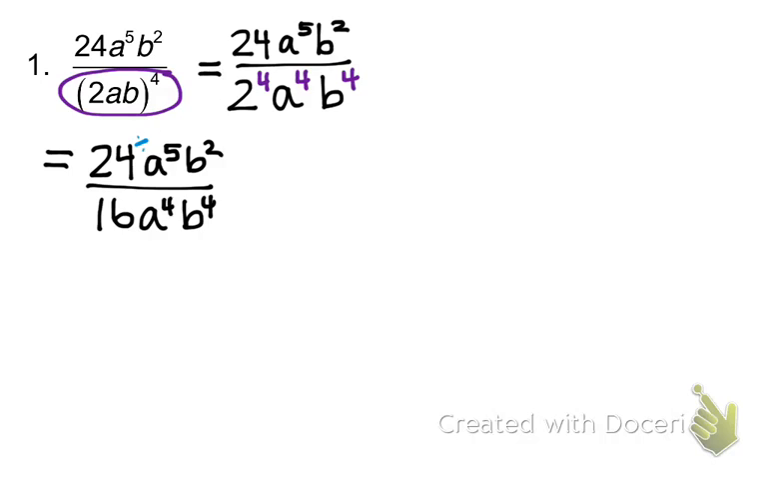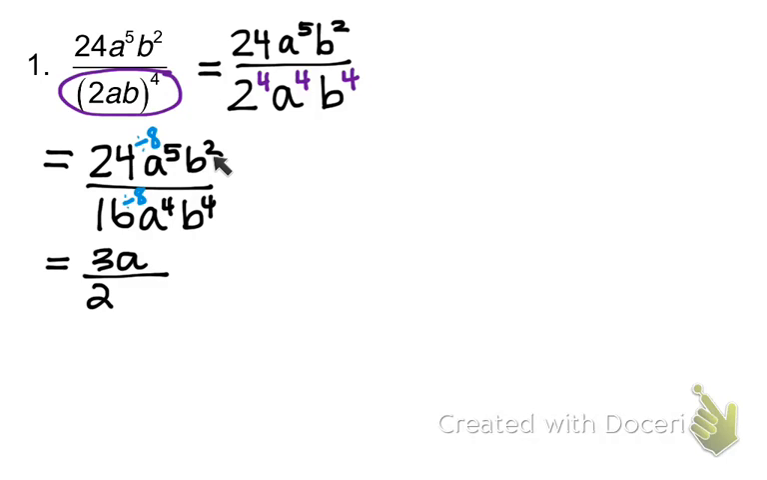Next we're going to simplify our coefficients. So we can divide the top and bottom by 8. So in our numerator we have 3, in our denominator we have 2. Now we're going to simplify the a's. If you notice, we have 5 a's in the numerator here and 4 a's in the denominator. If we were to expand that out, 4 of the a's from the numerator will cancel with 4 a's in the denominator. So we'll be left with 1 a in the numerator.